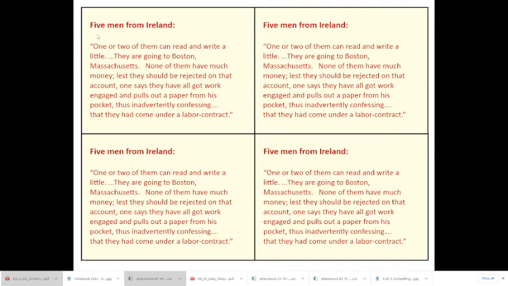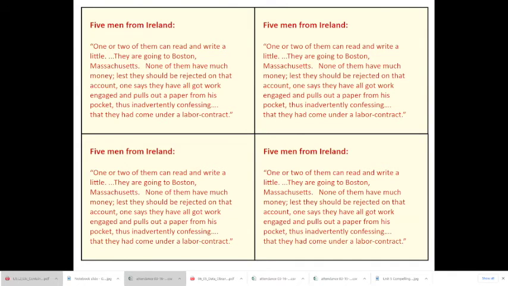Here's 5 men from Ireland. 1 or 2 of them can read and write a little. They're going to Boston. None of them have much money, lest they should be rejected on that account. One says they have all got work engaged, and pulls out a paper from his pocket. This inadvertently confesses that they had come under a labor contract. These 5 men from Ireland were turned back and put back on the ship.